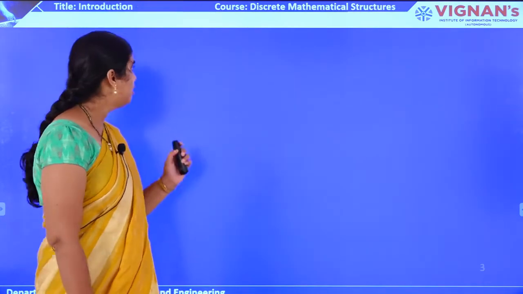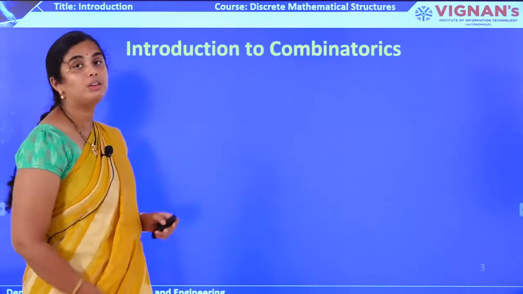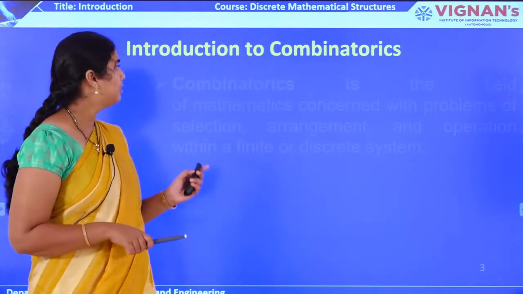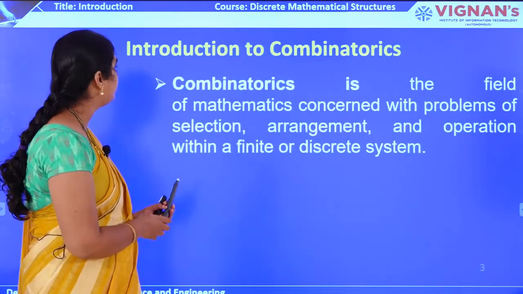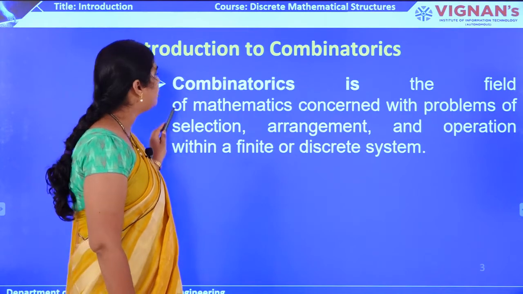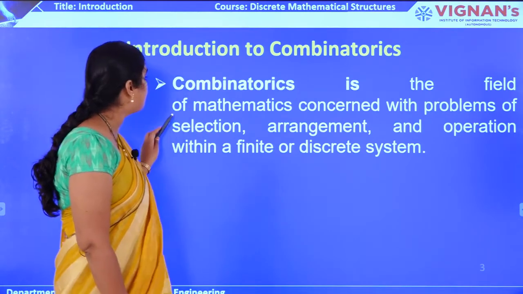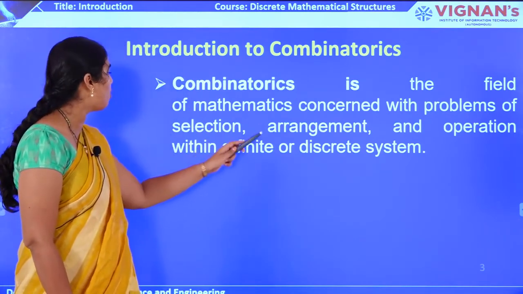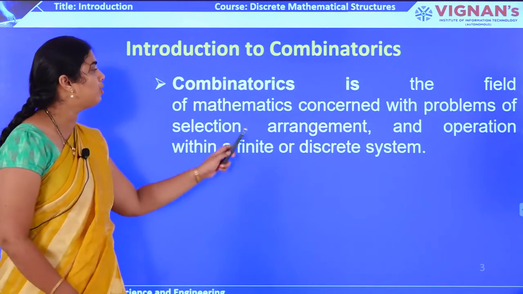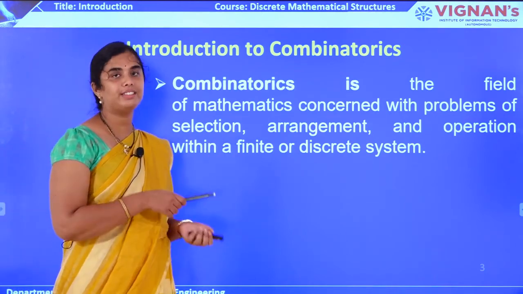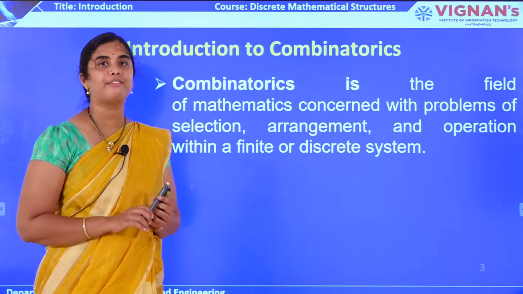Okay. Now we will see what combinatorics actually is. Firstly, this is the definition. Combinatorics is the field of mathematics concerned with problems of selection, arrangement, and operation within finite or discrete systems. Okay, leave the definition. I will say some real life examples.